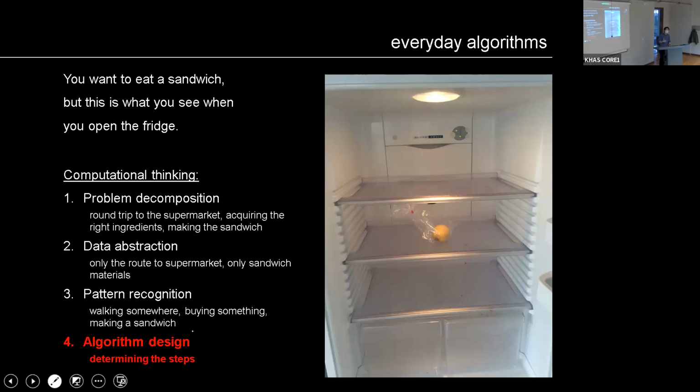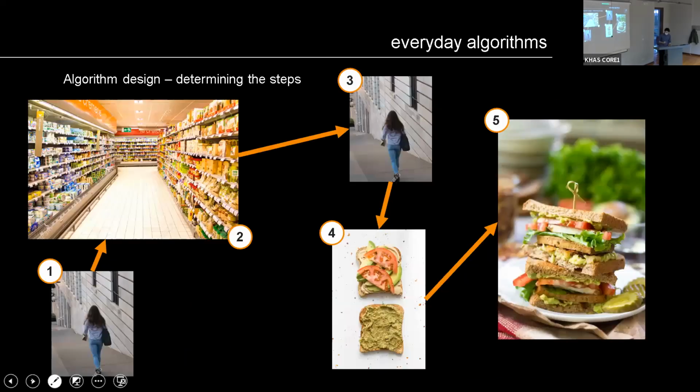You have already excelled on these previous steps until now. This is the 12th week of this course. You are already experts on the first 3 steps. Now you are excelling on the 4th step, algorithm design, which requires determining the necessary steps of making a sandwich in this example. This is roughly what we are going to do.